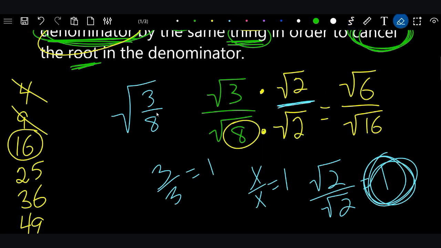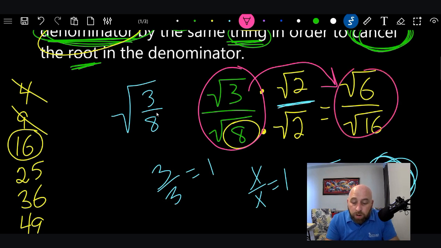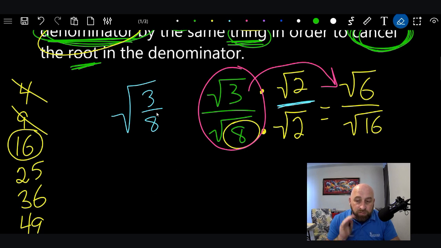So take a look at this. Here's what this means. Square root of 3 over the square root of 8 is equal to, notice that equal sign right there. Because we multiplied by identity, which is 1, we got square root of 6 over square root of 16. In other words, we did not change the identity of that fraction. That fraction remained the same. We just multiplied by 1. Square root of 2 over square root of 2 is like multiplying by 1. And that gave us a new fraction.